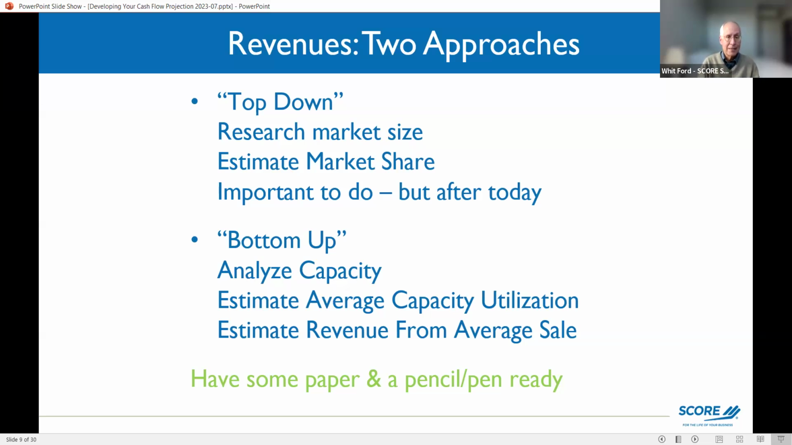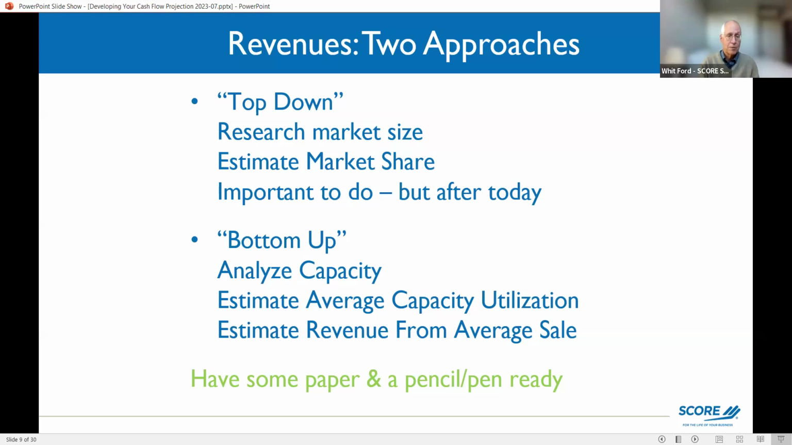I'm not going to go through it in detail any further today, because there isn't really much more than what I just described. What's the size? What's your share? There could be a couple of steps beyond that to break it down a little further, but that's really all there is to it conceptually. In practice, it takes a little more work.